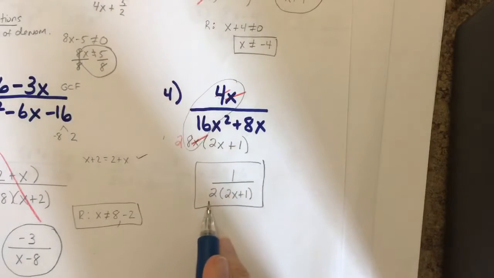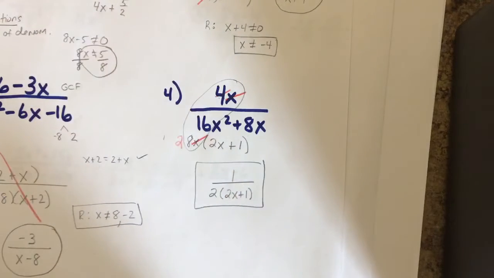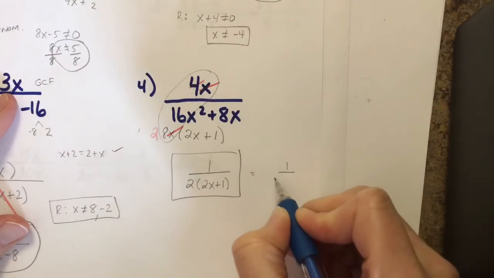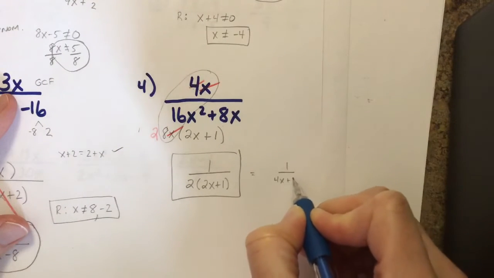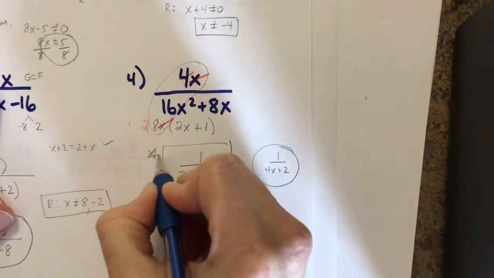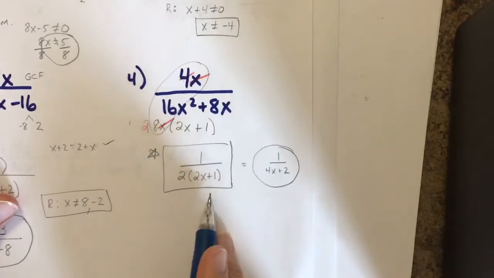1 over 2 times 2x plus 1. Now you could distribute that 2 back in, but usually I just leave it factored. Okay? There's our simplified answer. All right, again, you could write 1 over 4x plus 2 if you want. That's totally fine. All right, this one's probably better, but both are totally acceptable.